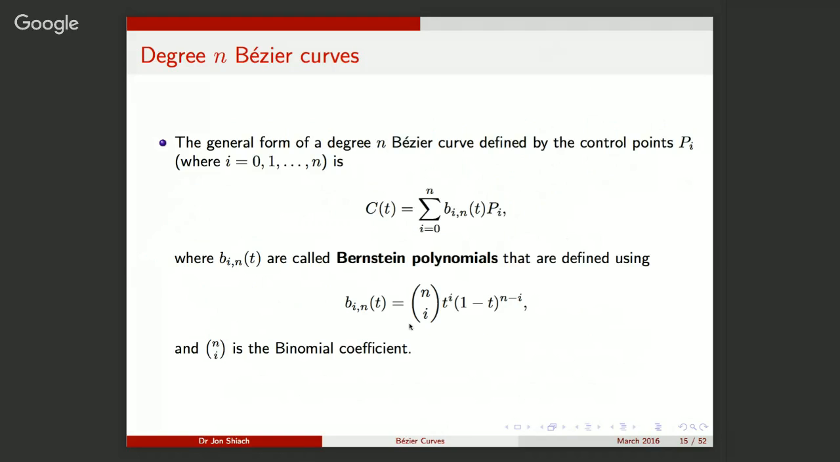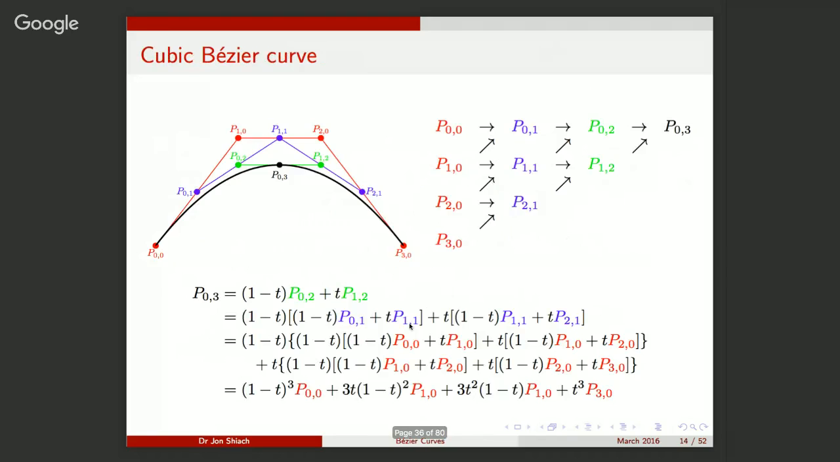Now, we don't actually derive Bezier curves in that way. Bernstein sort of noticed there was a pattern emerging. If you have a look at this bottom line here, we have (1 minus t) cubed, we have 3t(1 minus t) squared, 3t squared(1 minus t), and then t cubed. Have a look at that.